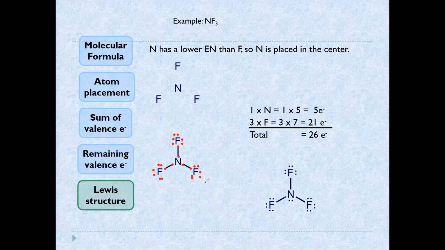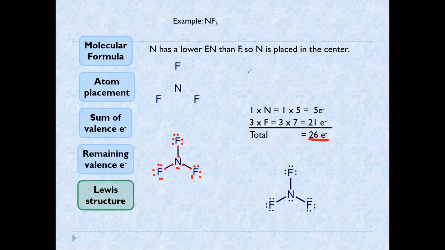Now let's count all the electrons that we have so far. That's 8 times 3, which is 24. But the total number of electrons that we have is 26, and we've only been able to assign 24. So the rule says that the remaining electrons that are left, we give them as a lone pair of electrons on the central atom. So the remaining two we now give to nitrogen.